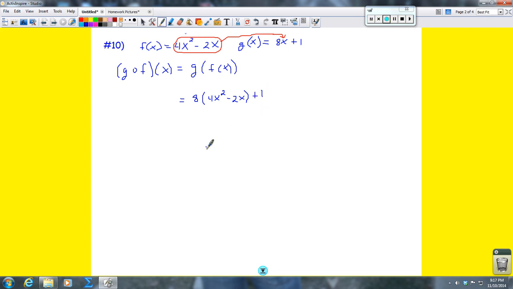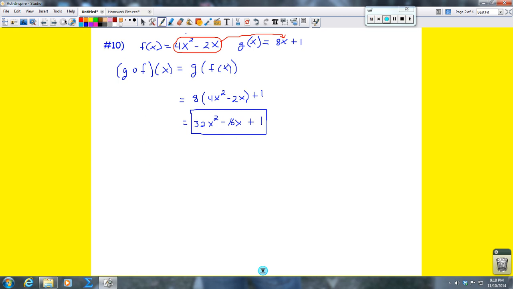You are now doing a composition of functions. You're mixing them together. So we'll distribute the 8. 8 times 4 is 32, so that's 32x squared. And then 8 times -2 is -16x. And then plus 1. Are there any like terms to put together? No, there's not. They're all separated. So this is g of f of x, and that problem is complete.